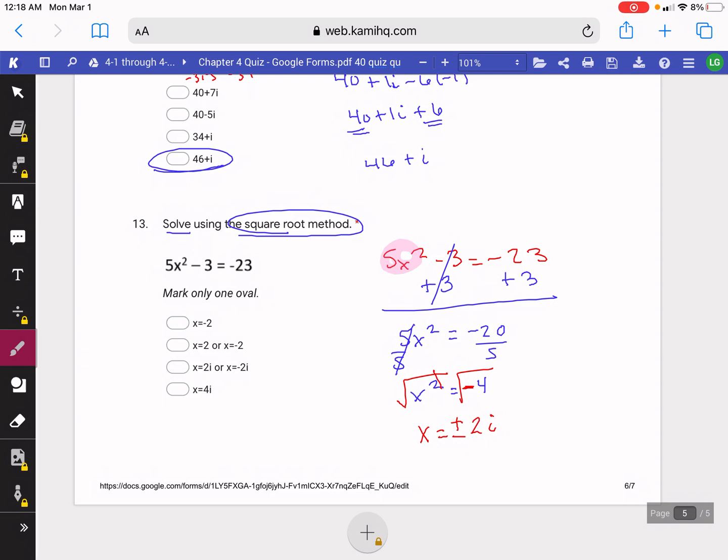So the correct answer here was C, because this really means x could be positive 2i or x could be negative 2i. Some of you got this wrong because you just did square root of 4 is 2 and wanted to put that second answer choice. Some of you saw a negative and wanted to put a negative in your answer.